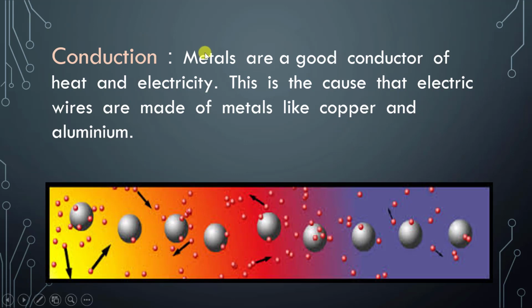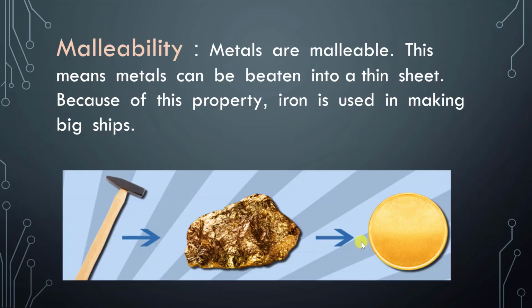Conduction. Metals are good conductors of heat and electricity. This is the reason electric wires are made of metals like copper and aluminium. So it means that metals have the quality of being good conductors of heat and electricity. They allow heat and electricity to pass through them, and by this process they are called good conductors.